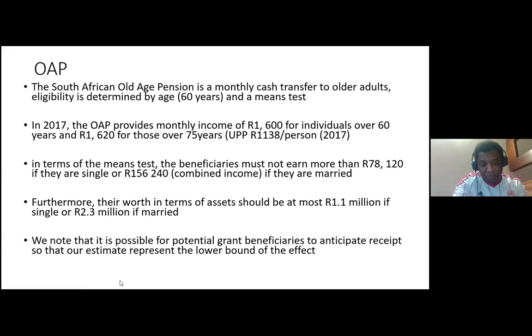One important thing with our study that we need to bear in mind is that somebody going towards 60 years old can anticipate that he or she will be receiving the old age pension at age 60. It means that there can be an effect on mental health even before the person reaches that age because of that anticipation. So we interpret our estimate here as a lower bound of the estimate because something may have happened to mental health before the person actually clocked 60.